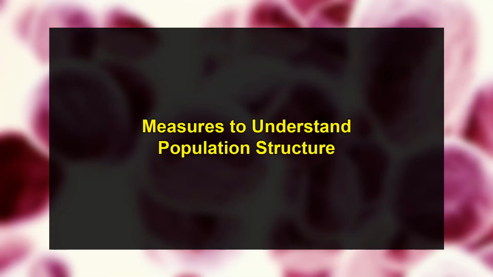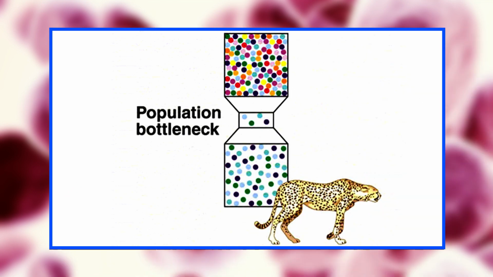Dear students, let's now discuss the measures to understand population structure. Population structure is a complex phenomenon and no single measure captures it entirely. Understanding population structure requires a combination of methods and measures. Many statistical methods rely on simple population models in order to infer historical demographic change, such as the presence of population bottlenecks, admixture events, or population divergence times.